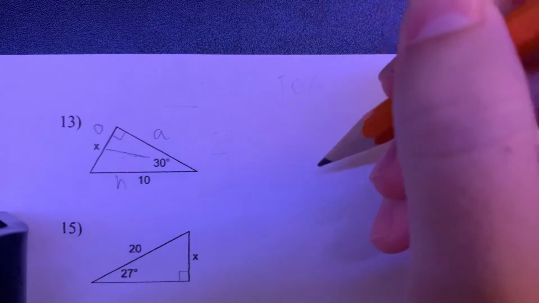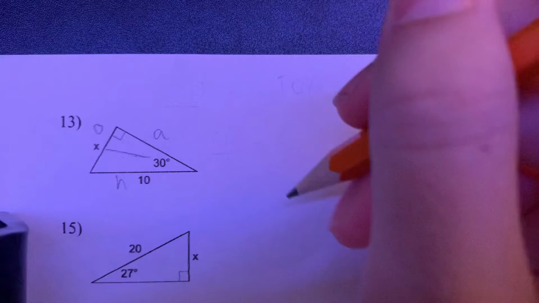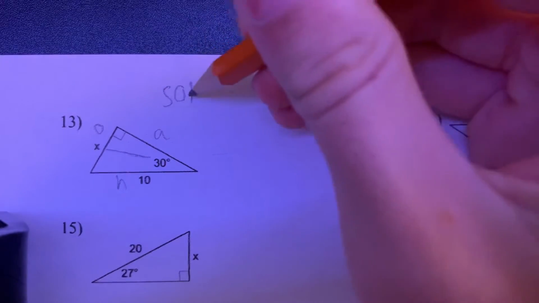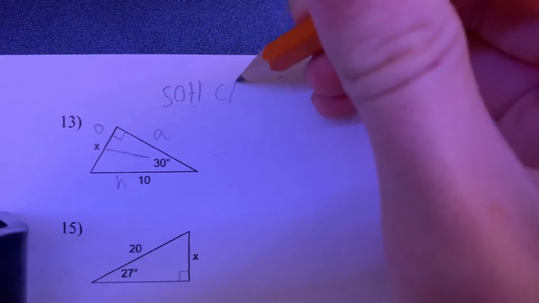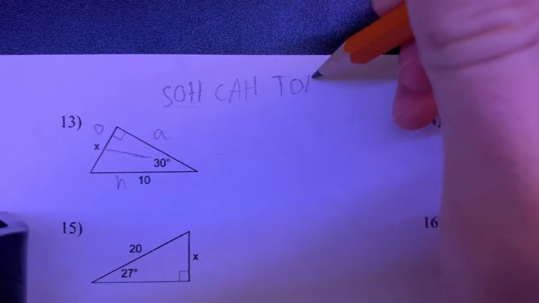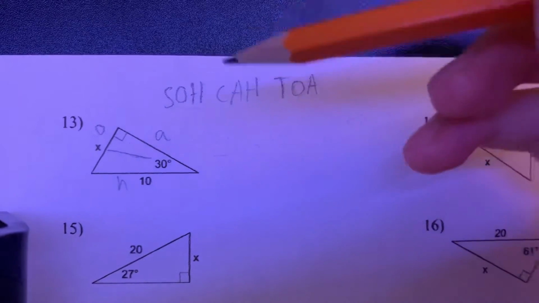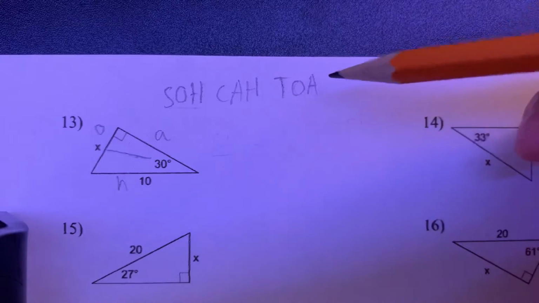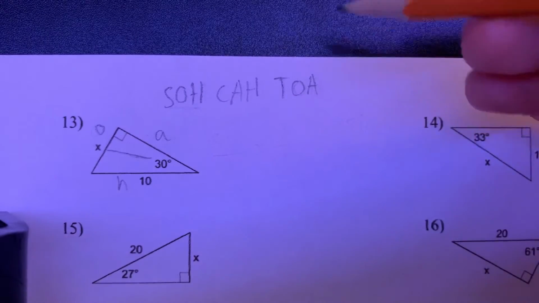Alright, next we're going to find out which trig ratio we're going to be using. So the main strategy to find your trig ratio is just SOHCAHTOA, and this stands for sine, cosine, and tangent. Those are our three trig ratios.